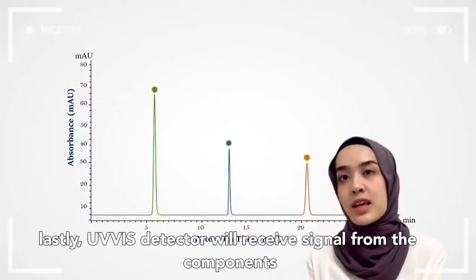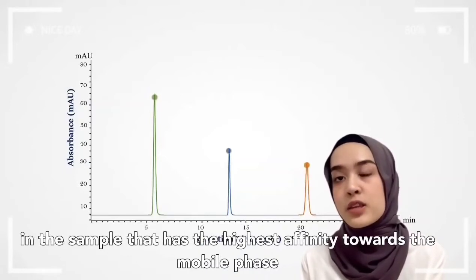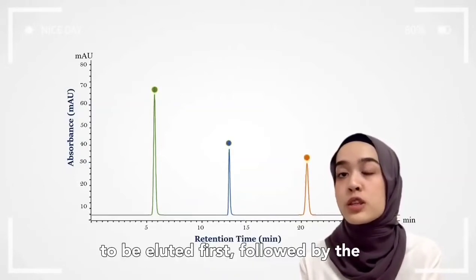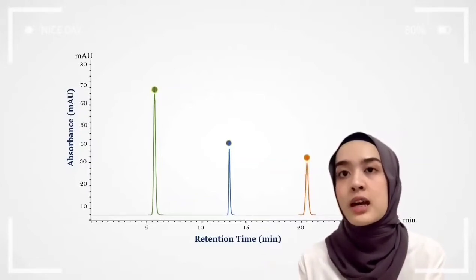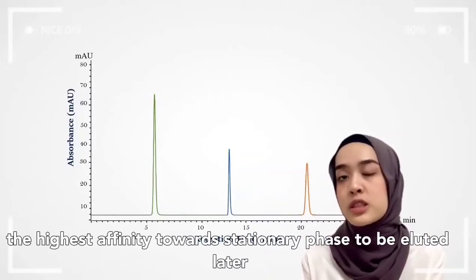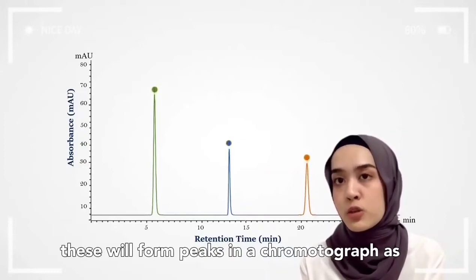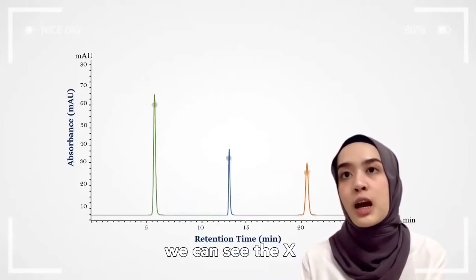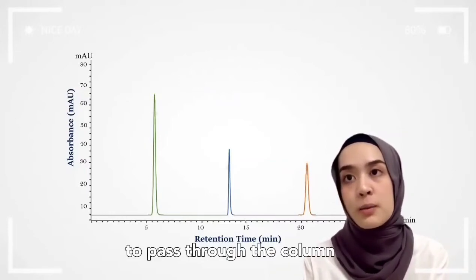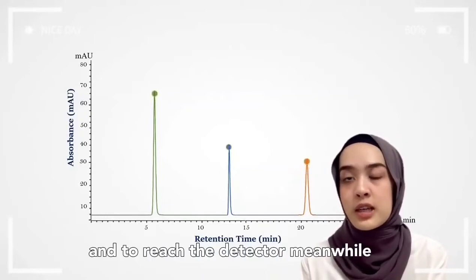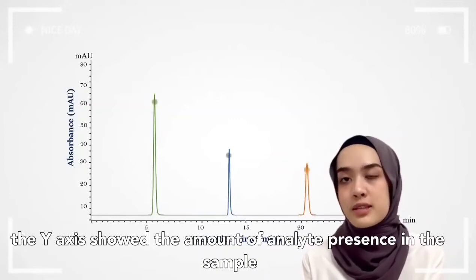Lastly, the UV-Vis detector will receive signals from the components in the sample. The component that has the highest affinity towards the mobile phase will be eluted first, followed by the component that has the highest affinity towards the stationary phase, which will be eluted later. This will form peaks in a chromatogram. As we can see, the x-axis shows the amount of time to pass through the column and reach the detector. Meanwhile, the y-axis shows the amount of analyte present in a sample.